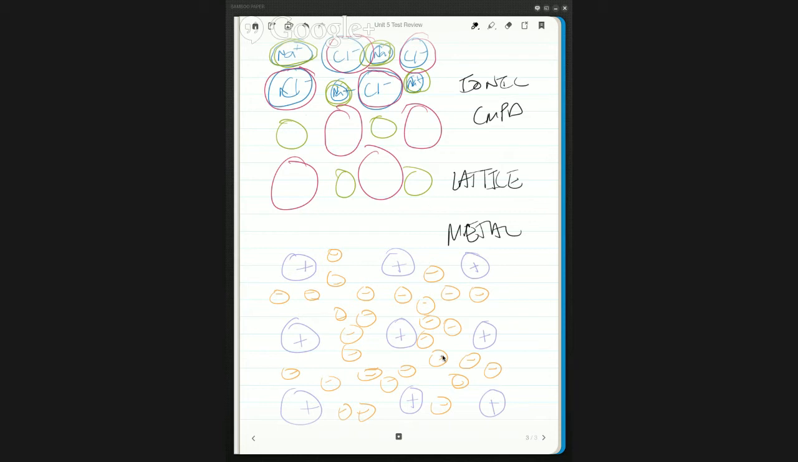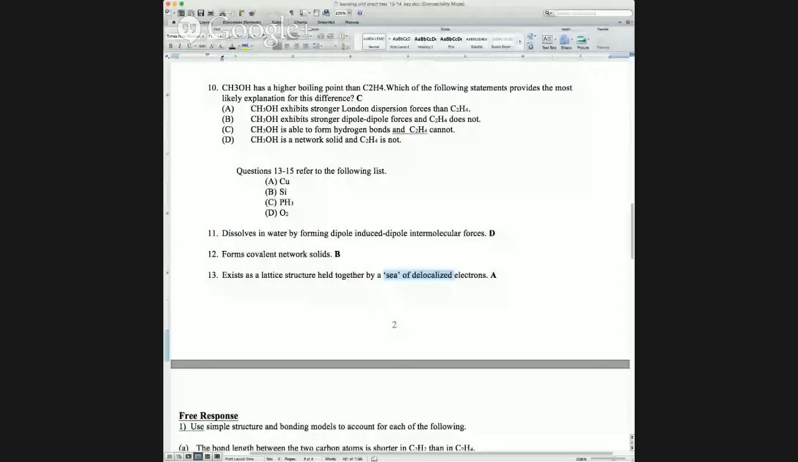So the dead giveaway here is, honestly, in my opinion, it doesn't really matter that it says lattice structure. What really matters is the sea of electrons. I cannot emphasize that enough. Sea of electrons is the giveaway. You see sea of electrons, that's metal. That's how fast you know that one, okay? So lattices can be ionic, they can be metallic, but the sea of electrons is metallic. So copper is the only metal, therefore copper A is the choice.